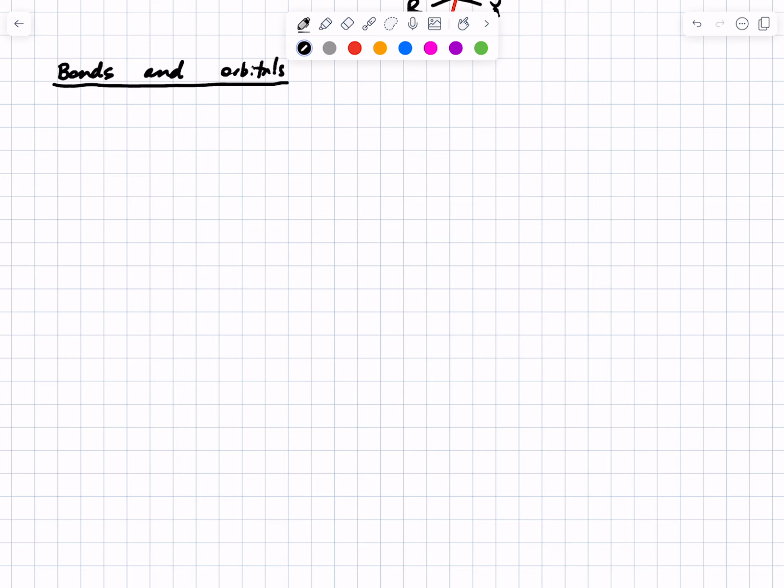Let's start with an energy diagram. This arrow and this axis represents energy. Lower energy, more stable towards the bottom. Higher energy, less stable towards the top. And we're going to rank bonds and orbitals here.